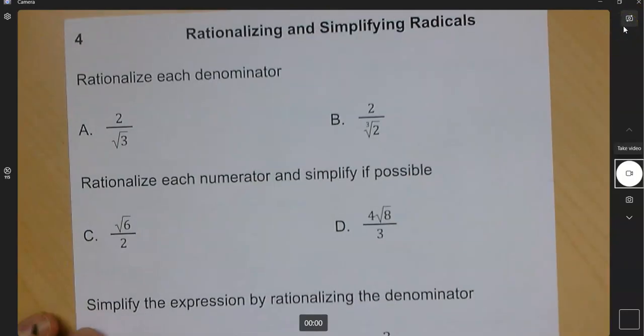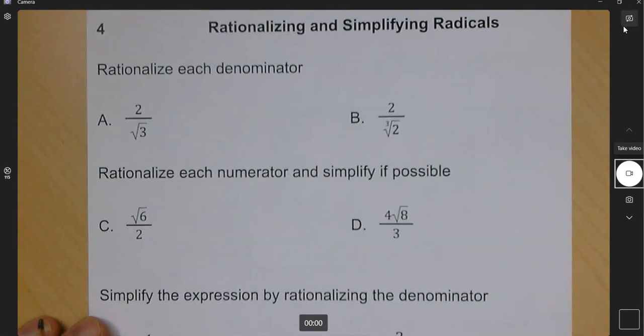Rationalizing and simplifying radicals. Okay, need some help with that? Let's work on it. To rationalize means it's a process to get a square root, or get a root, out of a denominator. Depending on what the problem looks like, we go about it different ways.